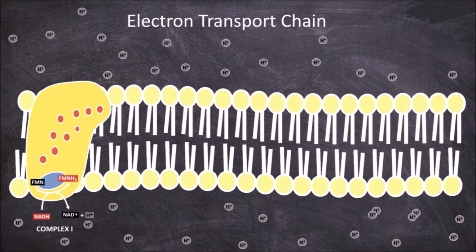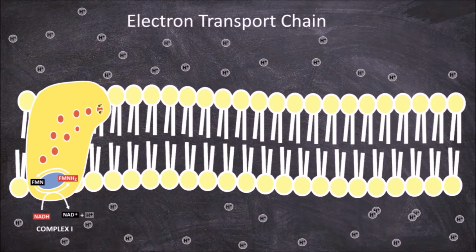In this process, 2 electrons are transferred from NADH to the reduced flavin mononucleotide FMNH2. These 2 electrons are then transferred to the chain of iron-sulfur redox centers through the oxidation of FMNH2 back into FMN. These 2 electrons then move through complex 1 via the chain of iron-sulfur redox centers from a higher energy state to a lower one.